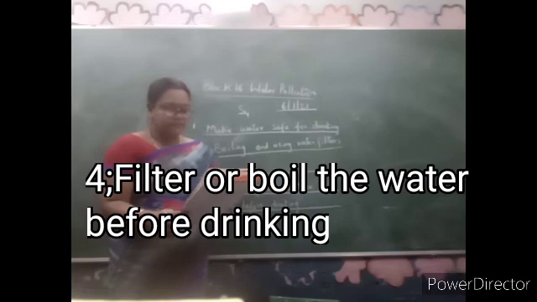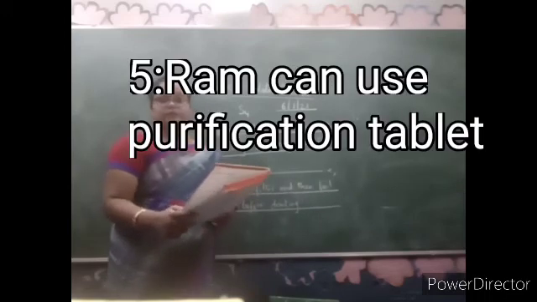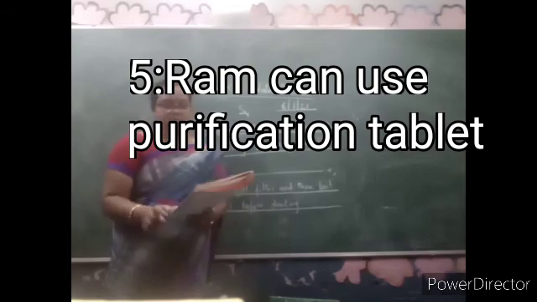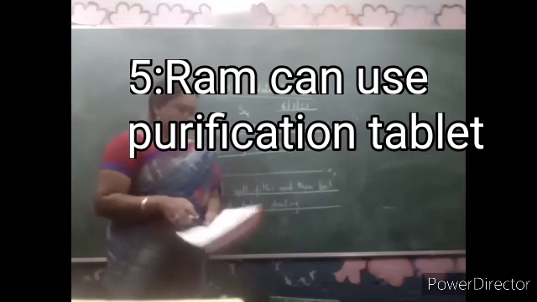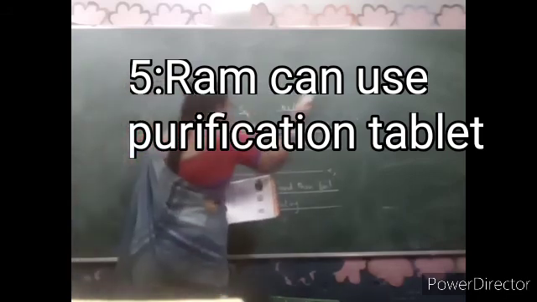Ram went camping with his friends. They needed drinking water. They got some water from the river nearby, but needed to purify it. What can they do? They can use the purification tablets. So you can write that, or I will write it up, as you may not be able to see that. So I am writing it up.